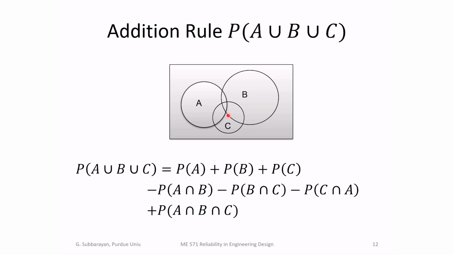added, plus this circular region added. When we do that, we would have double counted these intersection regions: the AB intersection region, BC intersection region, and AC intersection region. So we'll have to subtract them. But in doing so, we would have actually eliminated the common intersection region, which we need to add back. So that is plus probability of A intersection B intersection C.